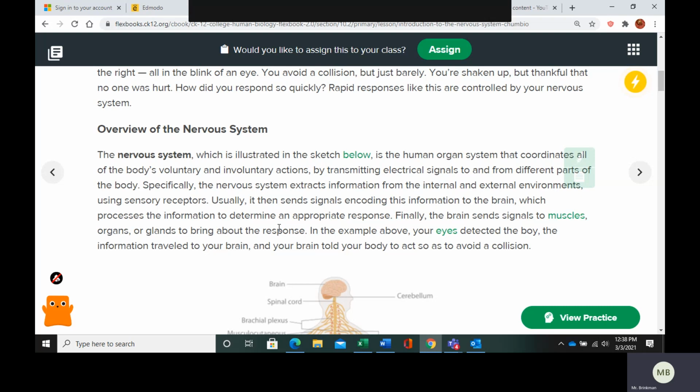So in the example above, we got the information from the external environment that there's this kid in the way of our car. This information gets sent to our brain, and our brain processes the information and says, okay, we should swerve out of the way. Then the brain sends signals to your muscles to move your foot on the brake and have your hands turn the steering wheel.